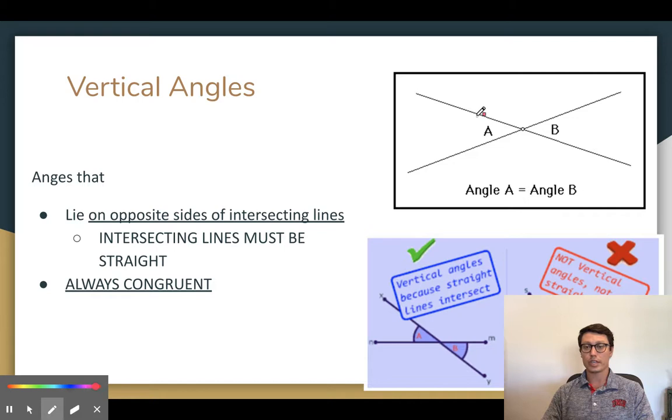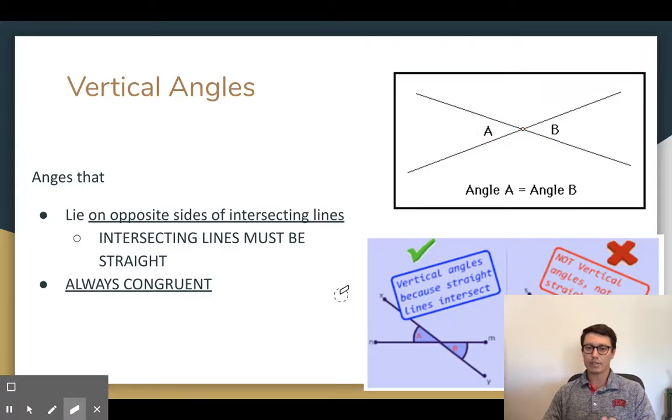So if we look, angle A and angle B, they are on opposite sides of intersecting lines. Notice the lines must be straight. Here, these are vertical angles because the lines are perfectly straight. Notice here, this line right here is not perfectly straight. So these are not vertical angles. C and D will not be congruent to each other.